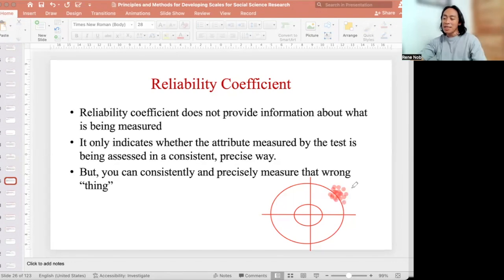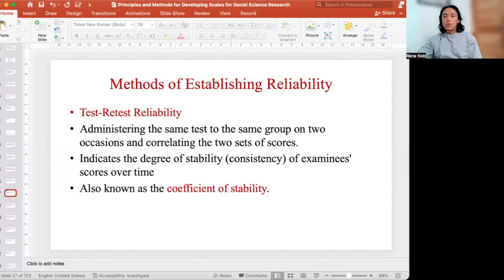So as much as this is important, it's important that you become consistent in targeting, in measuring what you actually want to measure. And this is what it means to be reliable and at the same time reliably measure the correct thing. So there is reliability and validity. So what are different ways of establishing reliability?